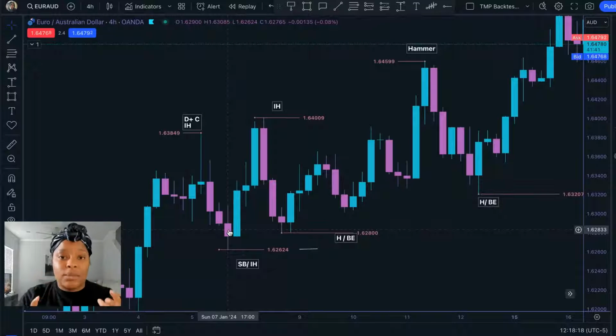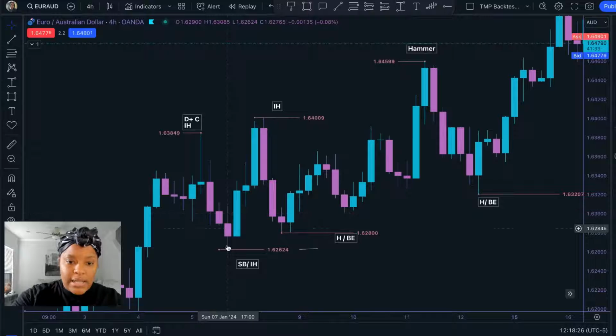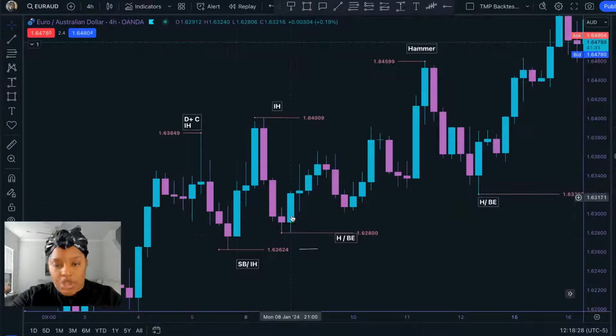Remember, we can use these candlesticks as structure. I get asked this all the time: how do you trade? I trade above the higher low candlestick. This candlestick is my structure for this trade going into the future. That's how I personally trade.